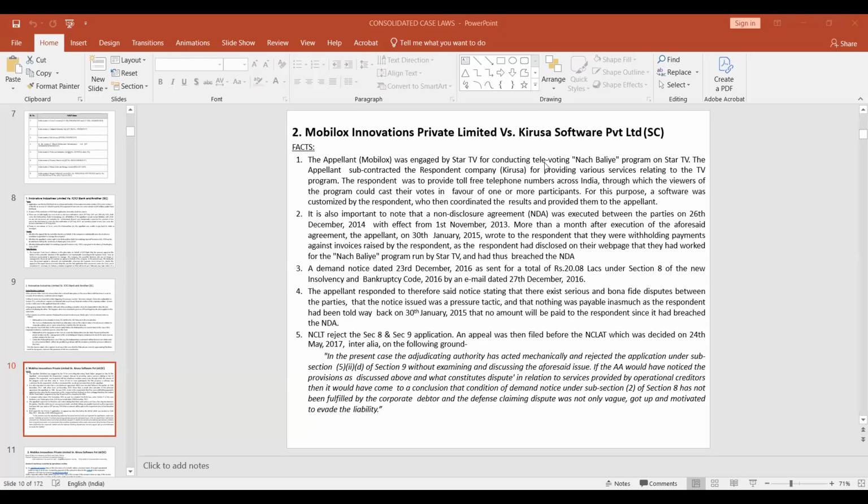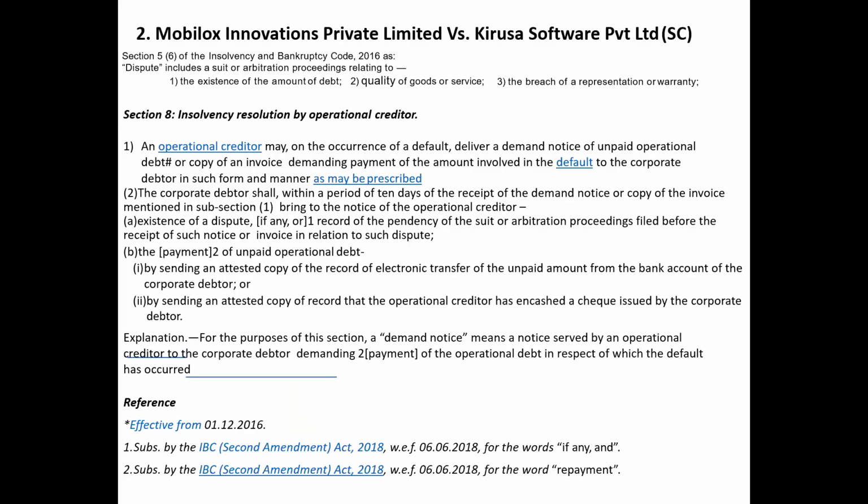So in this case, a program used to come on Star TV. What was the program? The name of the program was Nach Baliye. And for that program, there were two parties. One was Mobilox Innovations, and then there was Kirusa Software. Mobilox Innovations got the contract for the technical backup for this Nach Baliye program, which was being aired on Star TV.